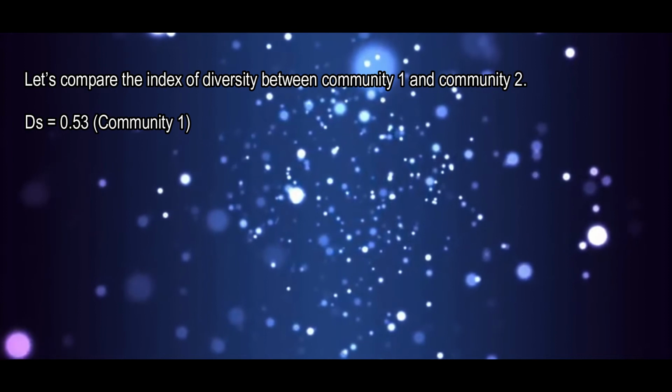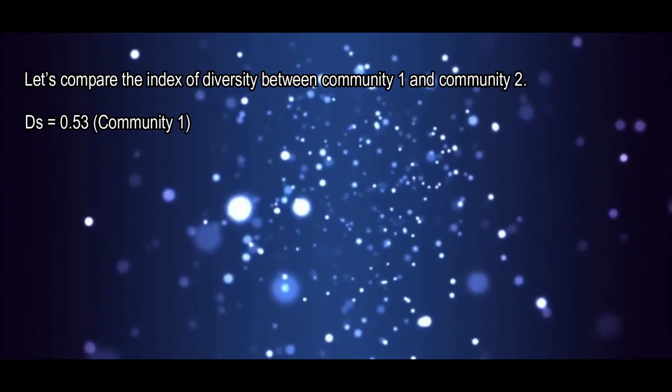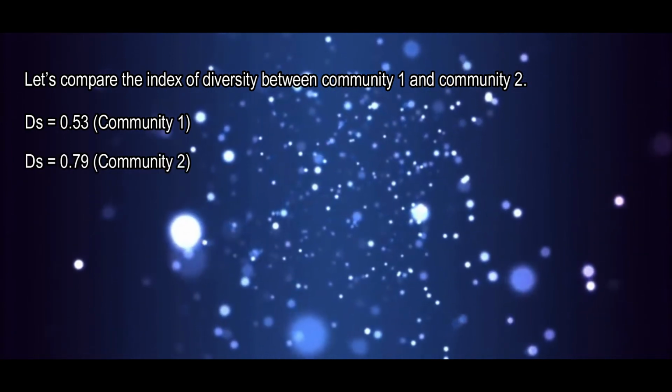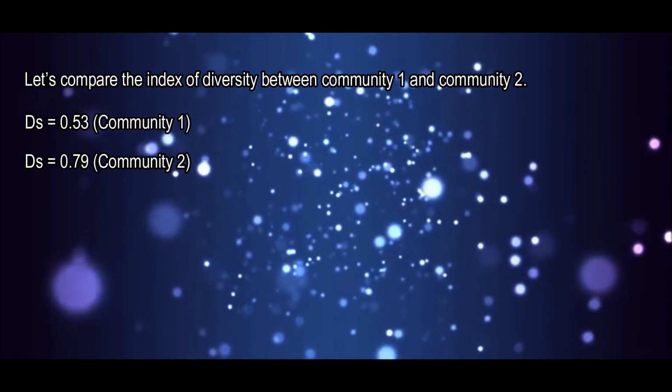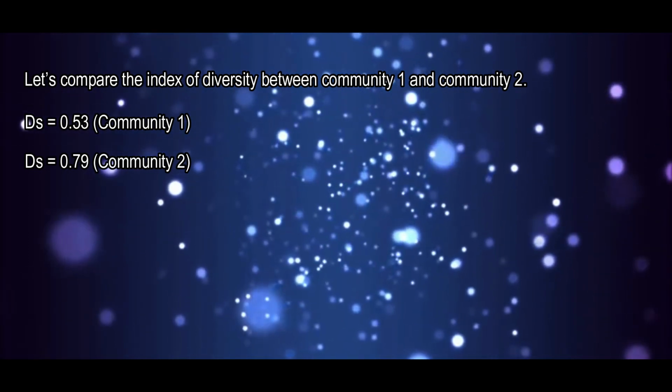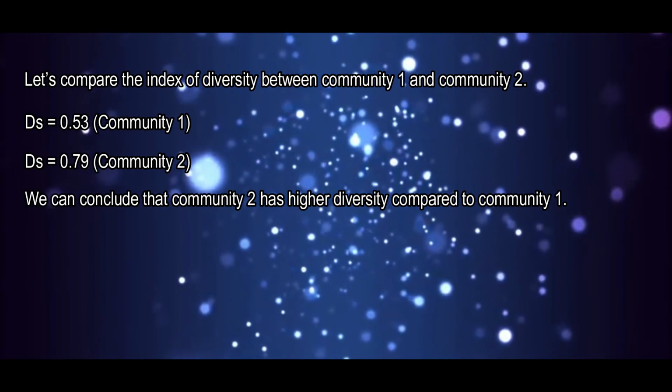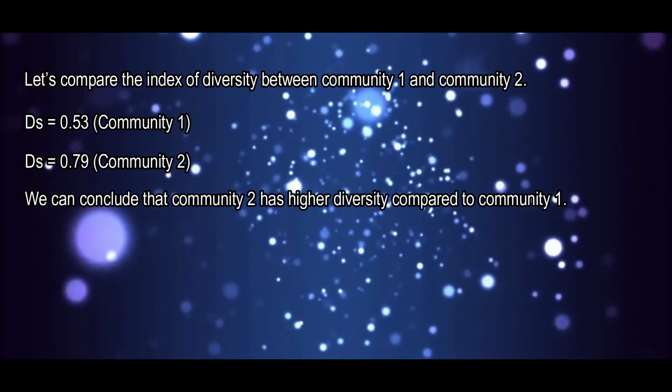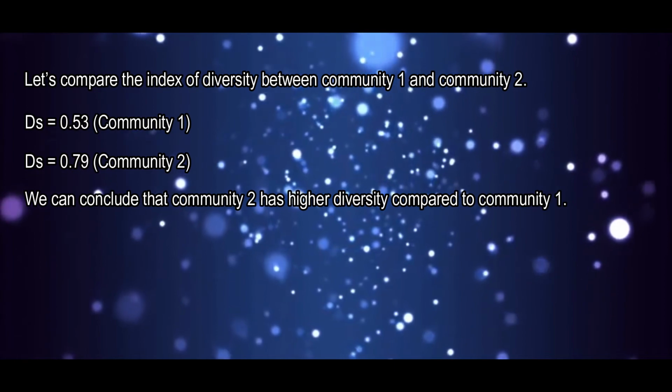DS for the community 1 is 0.53. And DS for the community 2 is 0.79. So we can conclude that community 2 has higher diversity compared to the community 1.